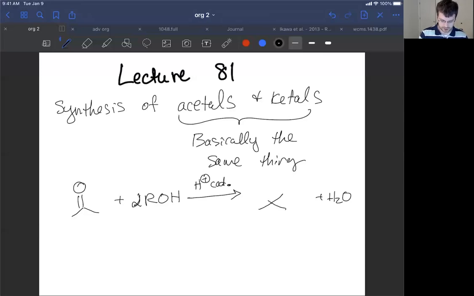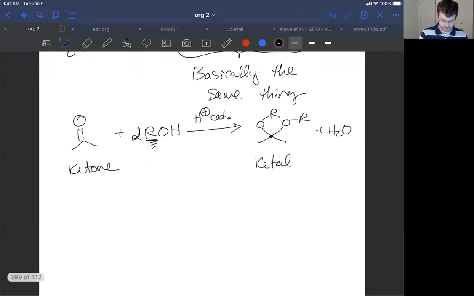Now, a ketal is a carbon with 2 oxygen atoms present at the same atom. So this is unusual. It's not like an ether. It's a carbon with 2 oxygens present as opposed to an oxygen with 2 carbons present. And on either of these oxygens, we're going to have that R group that was part of the alcohol. Now, here's where the nomenclature comes from, acetal and ketal. If we start with a ketone, then we get a ketal. Conversely, if we have an aldehyde, we get an acetal.